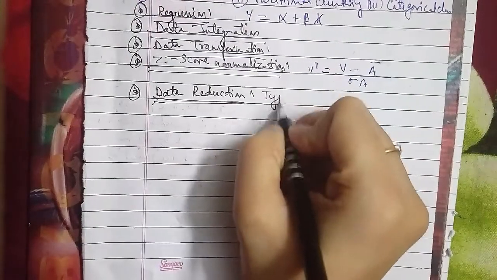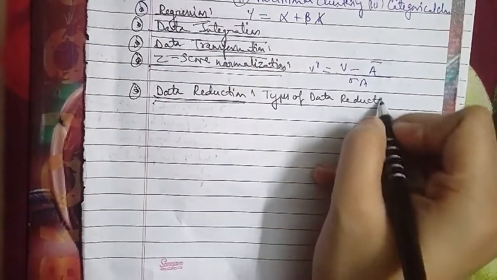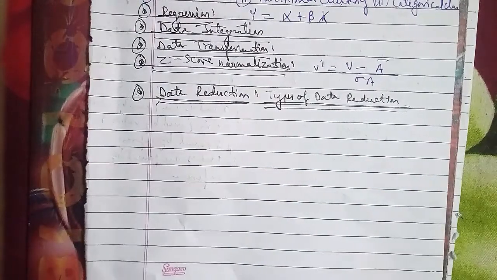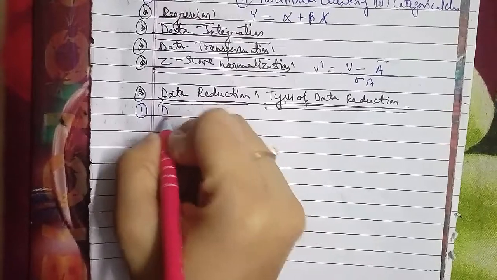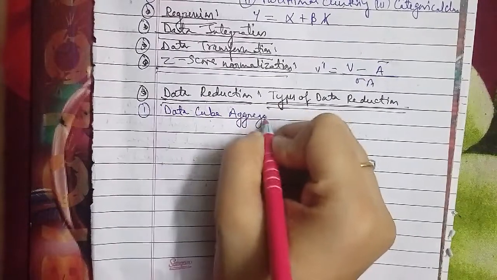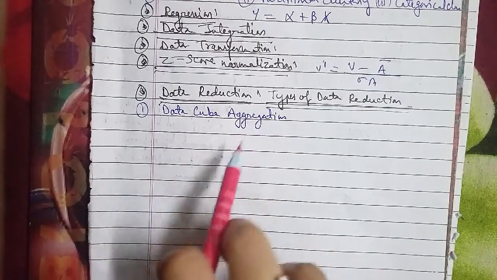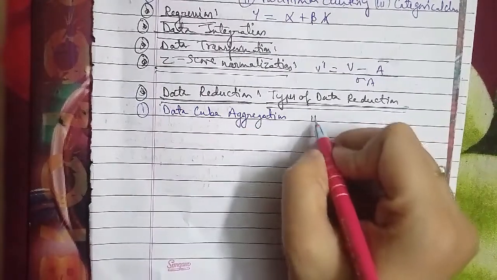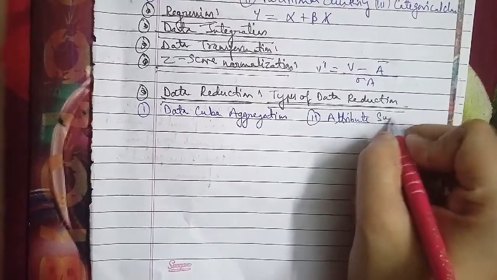In the types of data reduction, the first type we have is data cube aggregation. In this method, aggregation operations are applied to the data in the construction of the data cube. The second we have is attribute subset selection. In this method, irrelevant, weakly relevant, or redundant attributes are detected and removed.